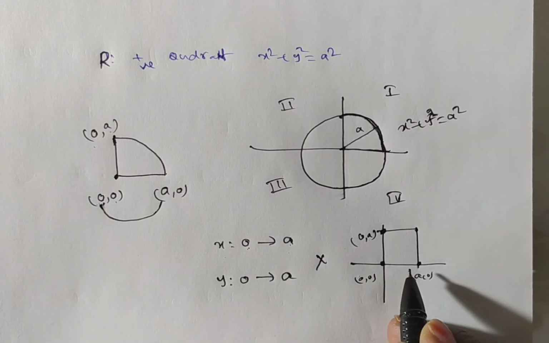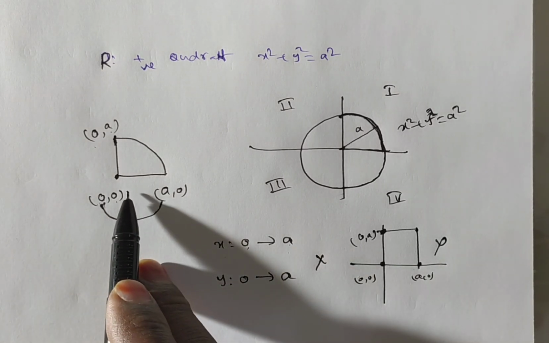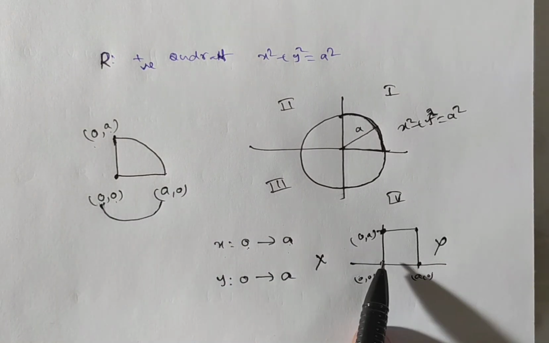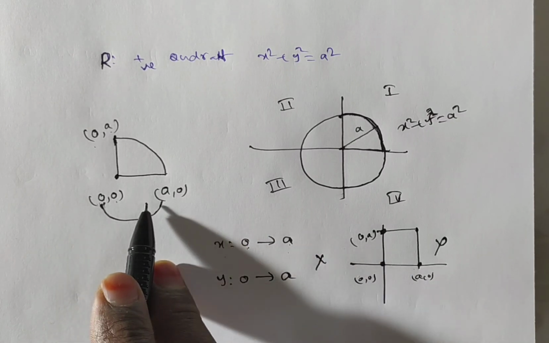It is a square. So it is a wrong case. But is our region a square? No. Yes or no? It is a wrong case. So what you have to take is that one limit should be independent and the other limit should be dependent.